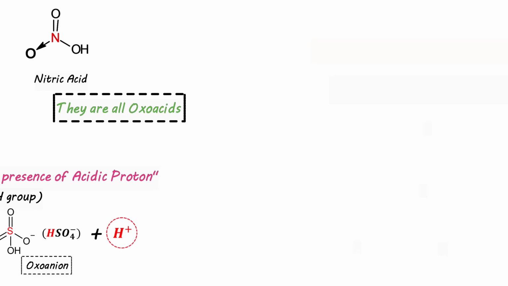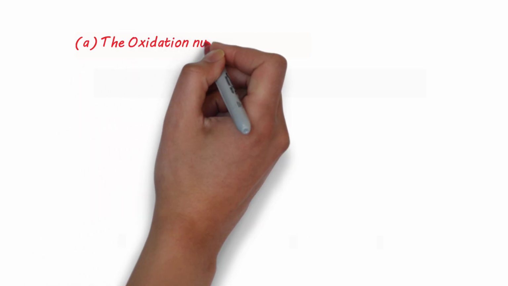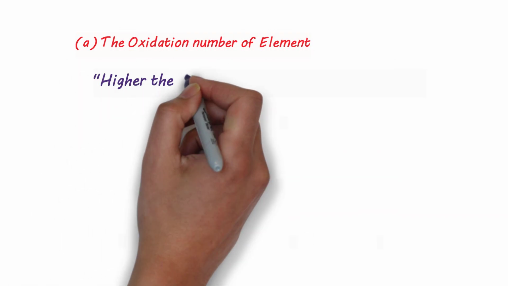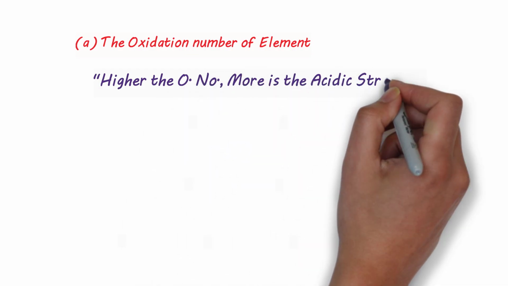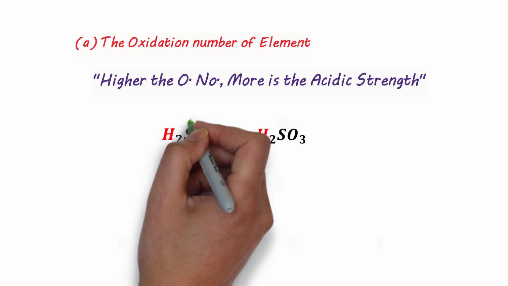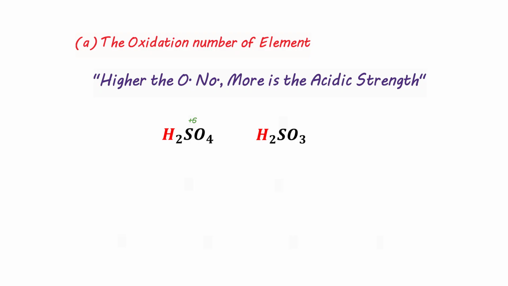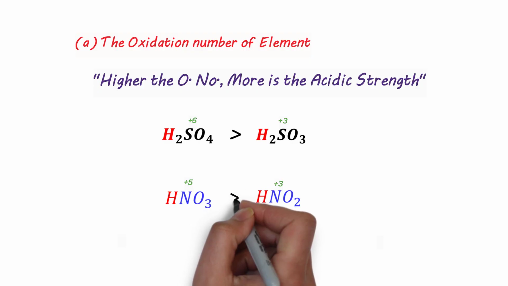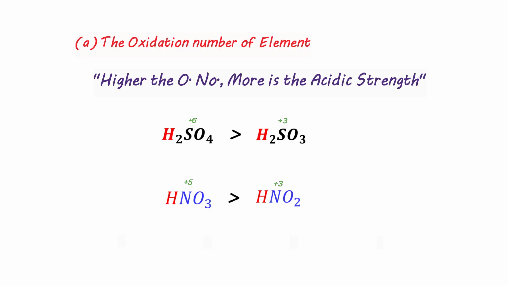The first factor that controls the acidic strength is the oxidation number of the element. Higher the oxidation number, more is the acidic strength. For example, on comparing sulfuric acid with sulfurous acid, the oxidation number of sulfur in sulfuric acid is +6, while in sulfurous acid it's +3. Obviously, sulfuric acid is more acidic than sulfurous acid. In the same way, on comparing nitric acid with nitrous acid, the oxidation number of nitrogen in nitric acid is +5 and that in nitrous acid is +3. Obviously, nitric acid is a stronger acid than nitrous acid.